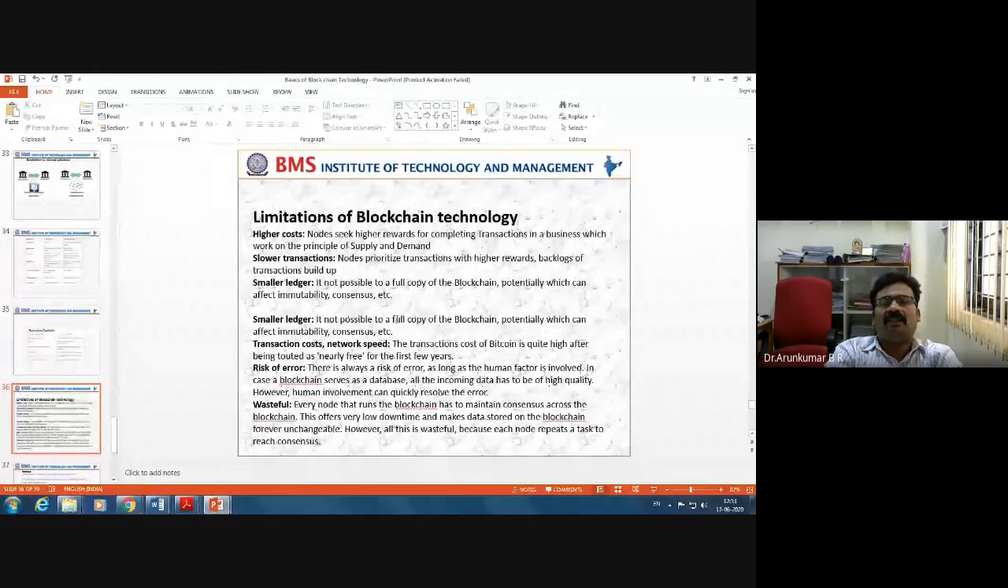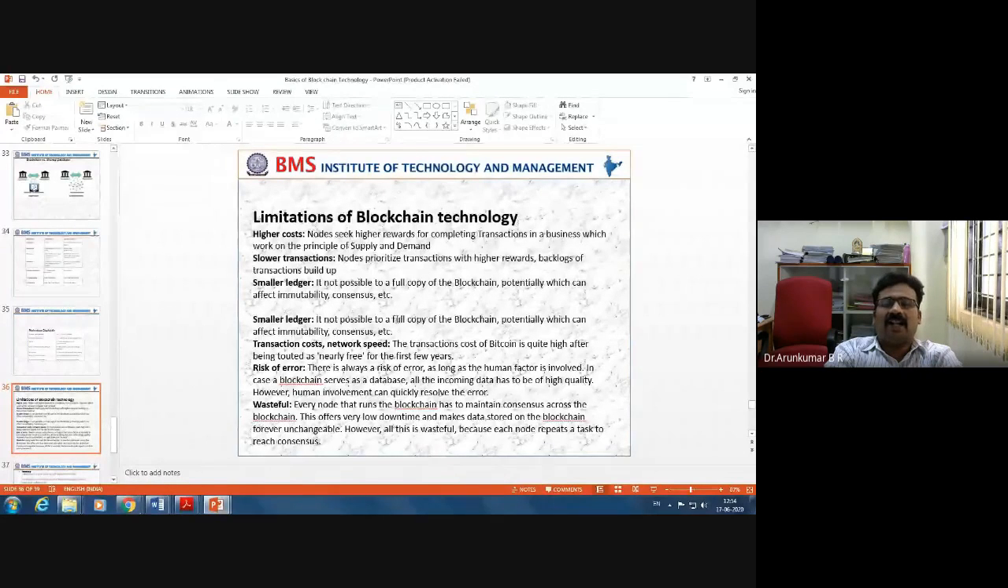Transaction cost and network speed also matter. Transaction cost of Bitcoin is quite high, after being nearly free for the first five years. Network speed is also important because without internet, the blockchain cannot work. Risk of error, there's always a risk of error as long as the human factor is involved in case of a blockchain. Blockchain serves as the database, so all the incoming data has to be of high quality. However, human involvement can quickly resolve the error. It's possible, but the human involvement leads to certain errors also. At the same time, human intervention is required to check the quality of data. Wasteful, every node that runs the blockchain has to maintain consistency across the blockchain, right?